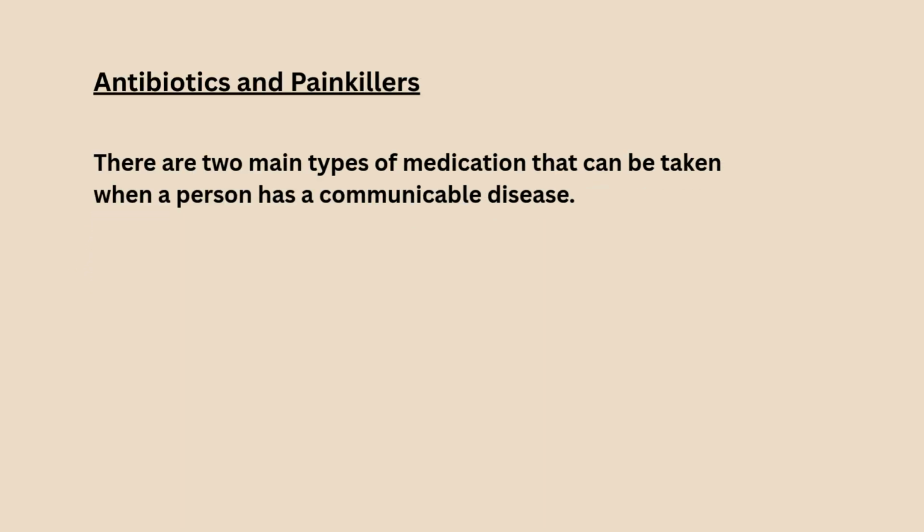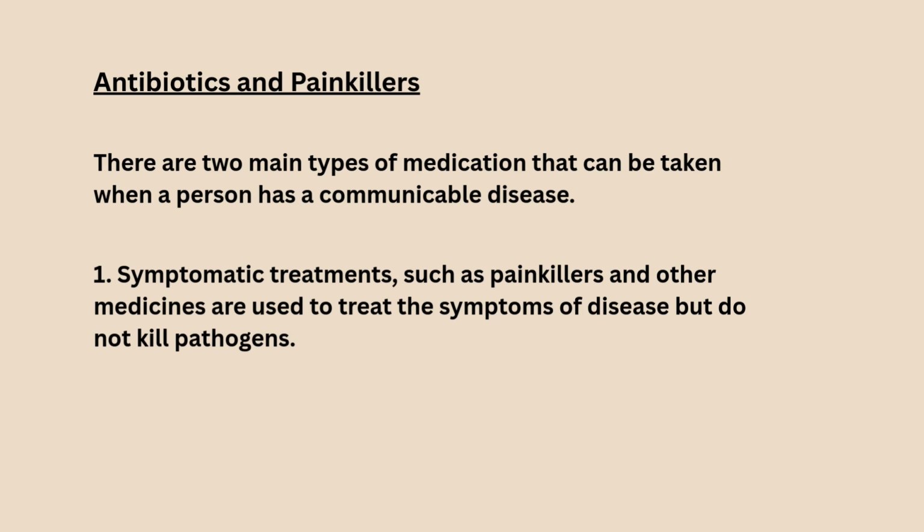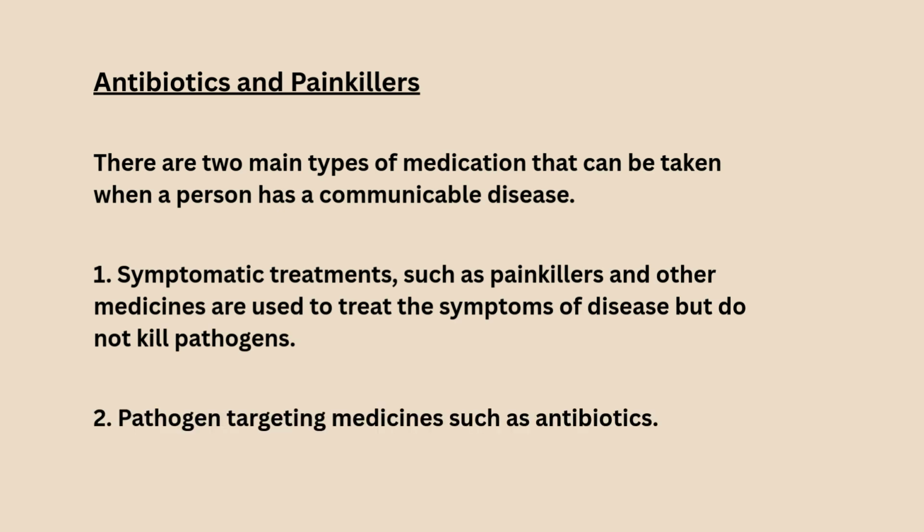There are two types of medication that can be taken when a person has a communicable disease. Symptomatic treatments, such as painkillers and other medicines, are used to treat the symptoms of the disease, but do not kill the pathogens. And then there is pathogen-targeting medicines, such as antibiotics.